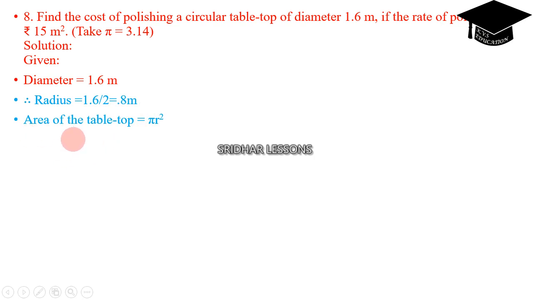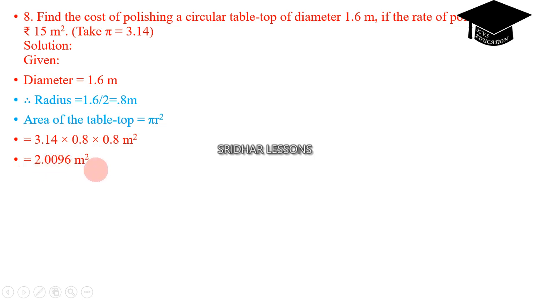The area of the tabletop is equal to pi r square. It is the formula. Pi value here we have to take as 3.14. So 3.14 into r square. Here it is 0.8 into 0.8 meter square. Upon simplification, this will be converted as 2.0096 meter square.